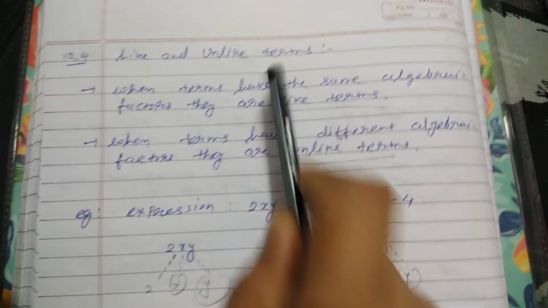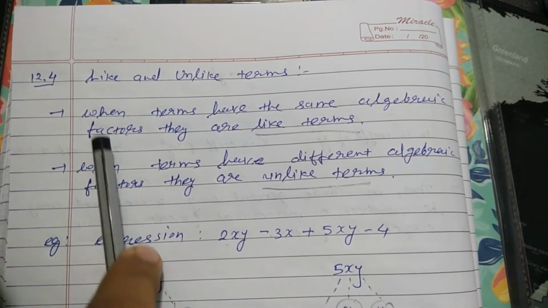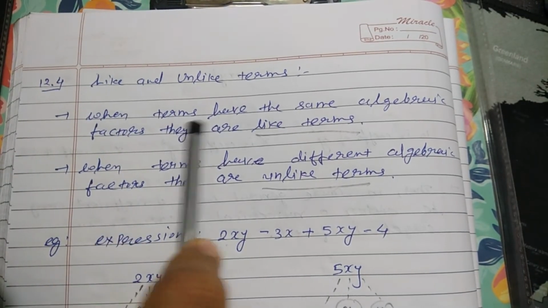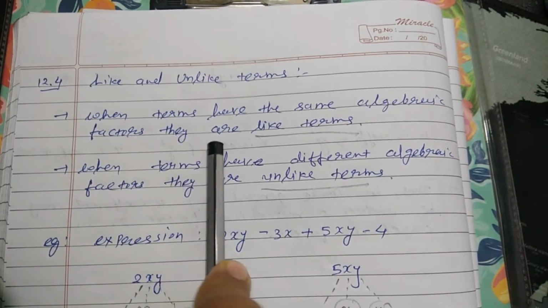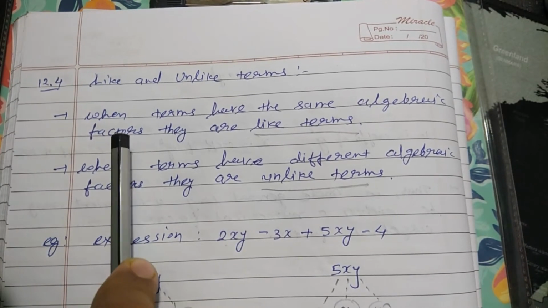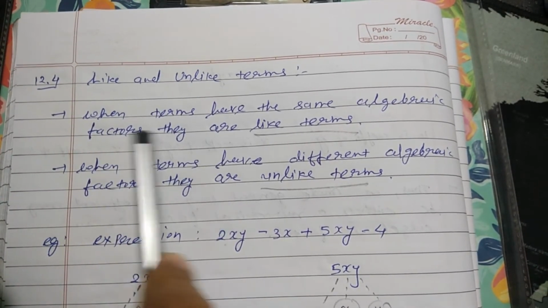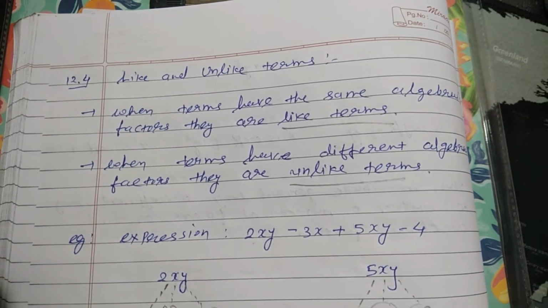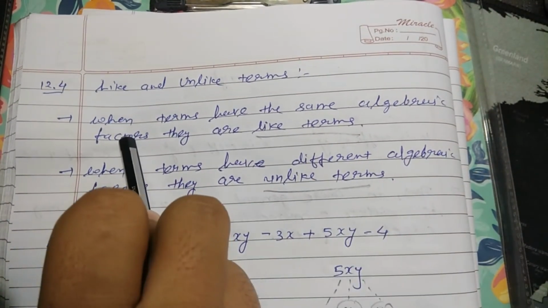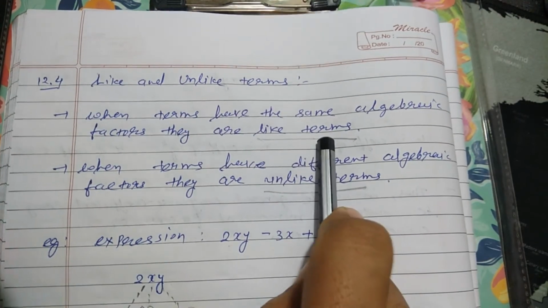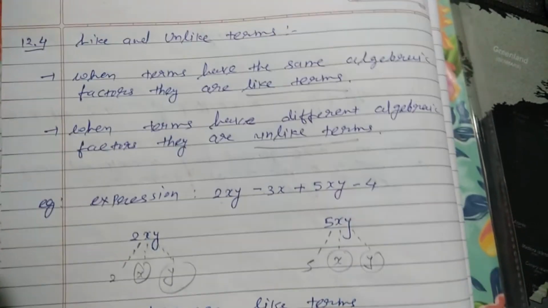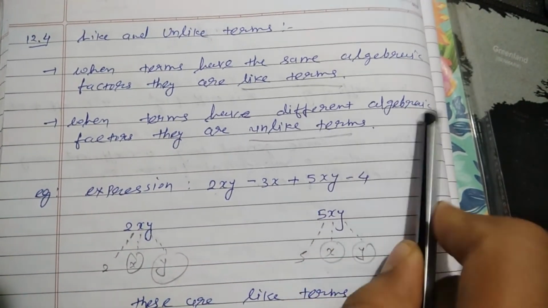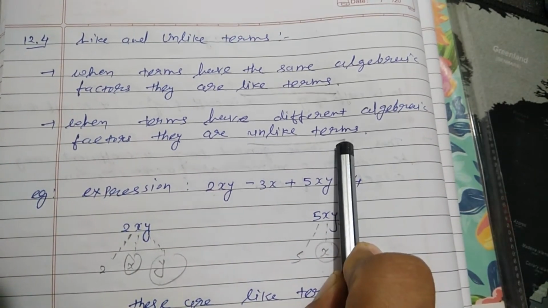Next topic, like and unlike terms. So here, what is a like term? When terms have the same algebraic factors, they are like terms. Algebraic factors mean the variables. So if we compare two terms and they have the same algebraic factors, that means the same variables, then we can say that they are like terms. When terms have different algebraic factors, they are unlike terms.